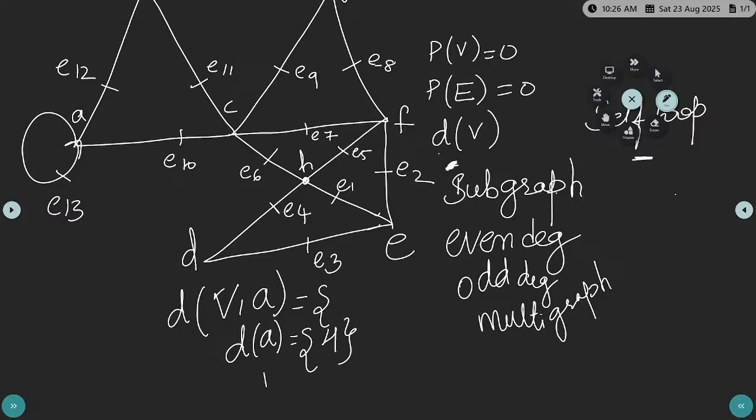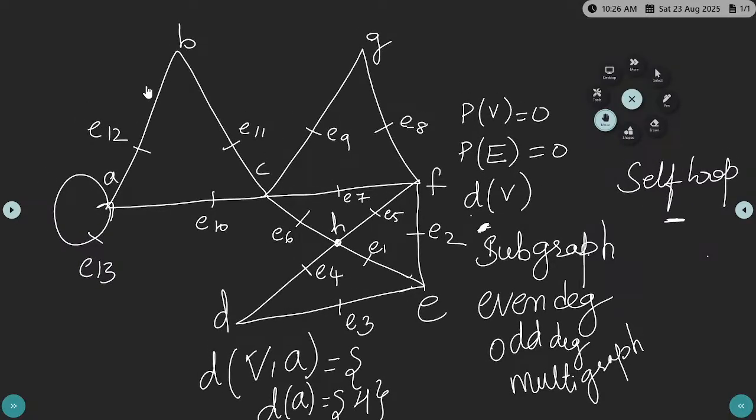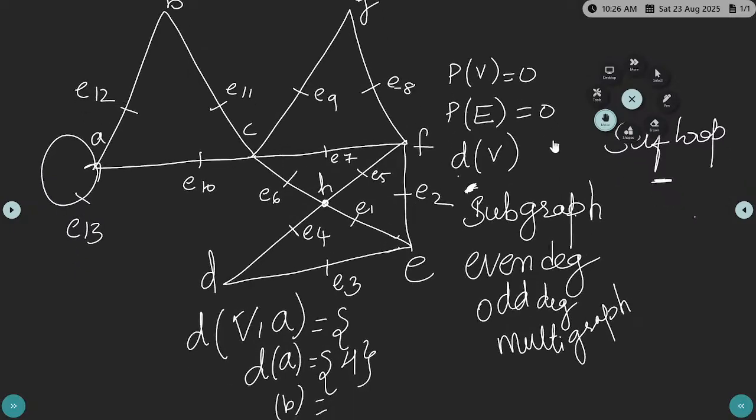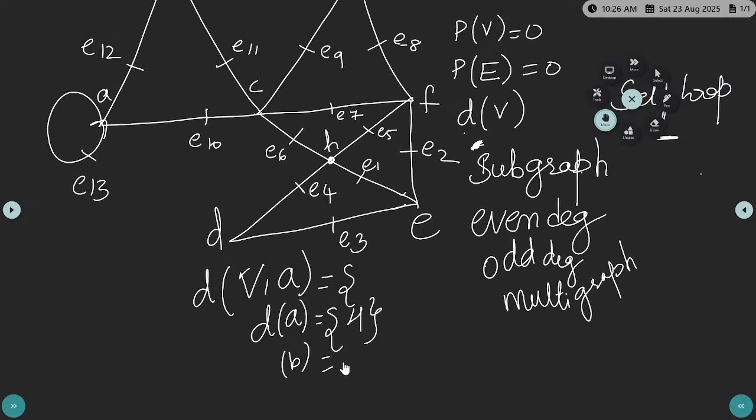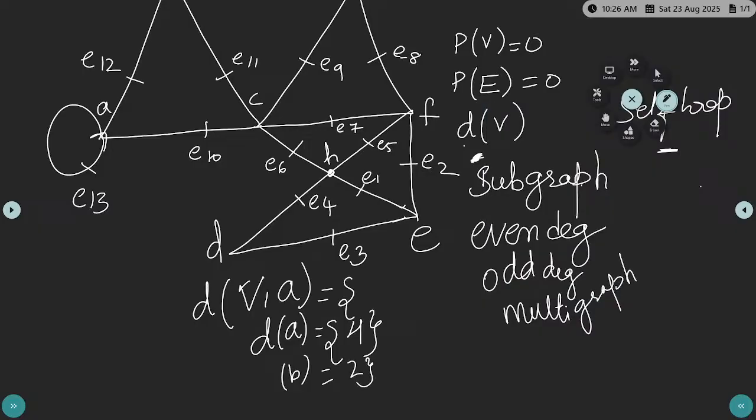What is the degree of B? Degree of B, where is B? See here, B does not have any self loop. It has only one edge here, one edge here, right? So the degree of B is 2. What about the degree of C? Is it 5? So just see here, 1, 2, 3, 4, 5. Clear? Degree of D.